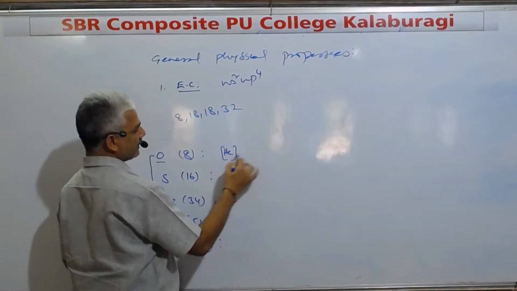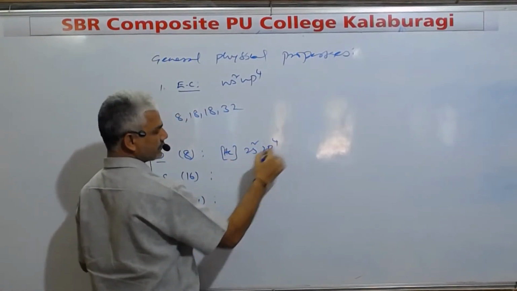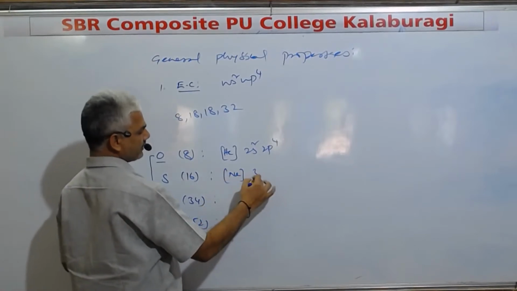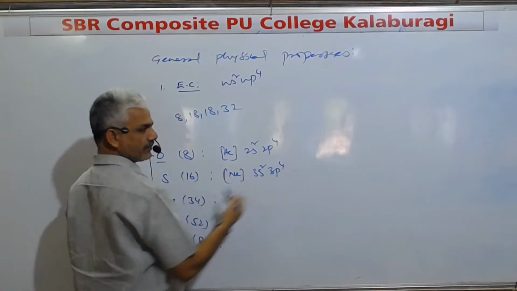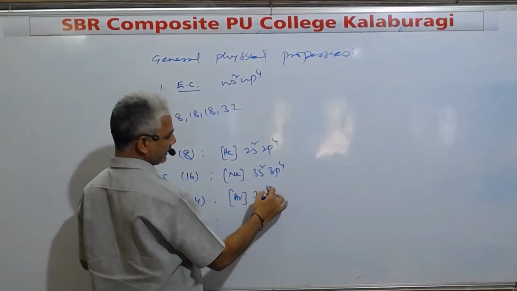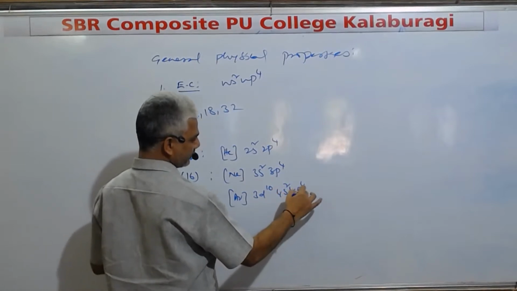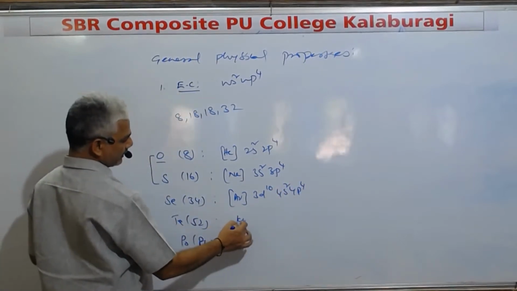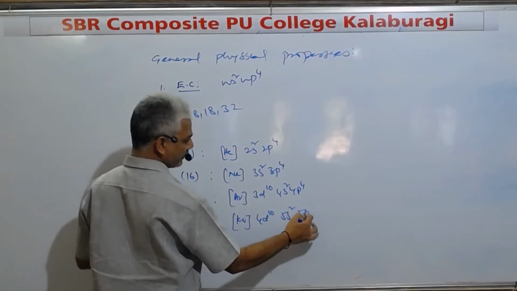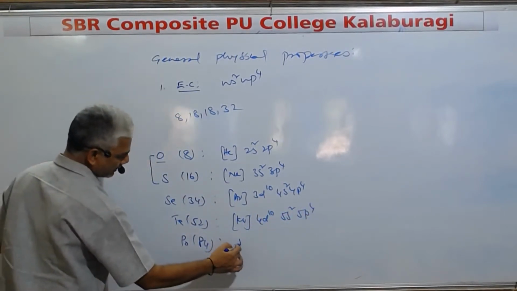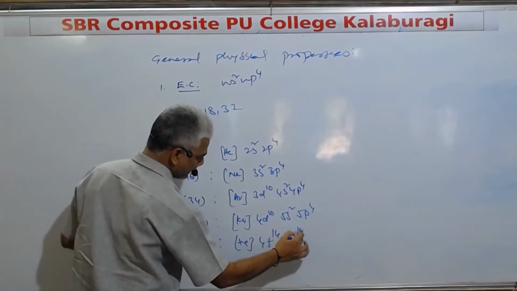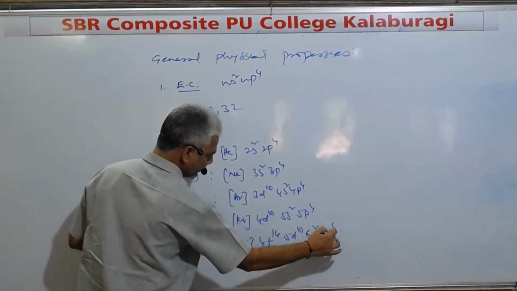Oxygen, helium followed by 2s2, 2p4. Sulfur, neon followed by 3s2, 3p4. Selenium, argon followed by 3d10, 4s2, 4p4. Tellurium, krypton followed by 4d10, 5s2, 5p4. Polonium, xenon followed by 4f14, 5d10, 6s2, 6p4.